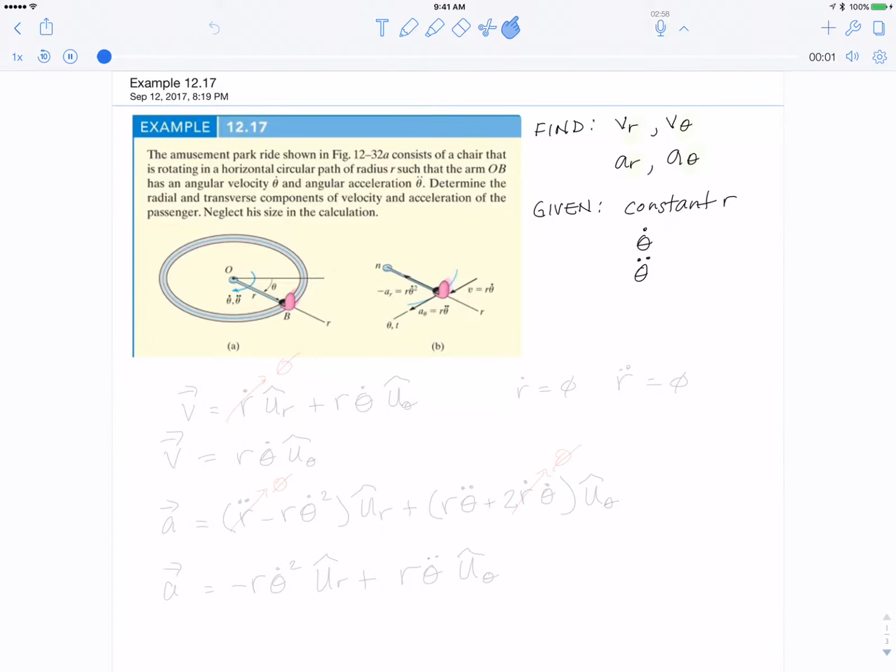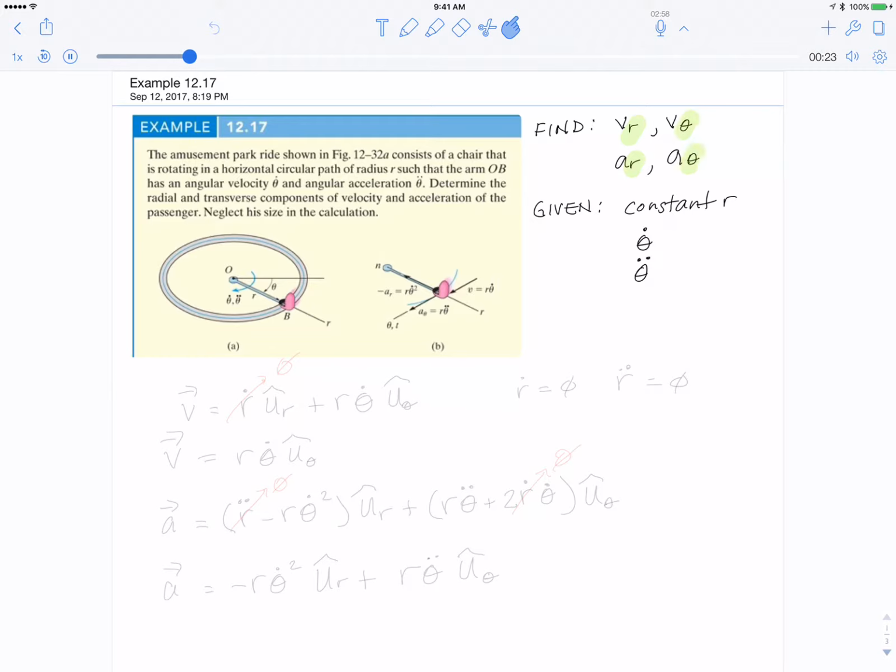This is example 12.17. There's no numbers. This is done in terms of variables. And so it says find the radial and transverse. So first of all, in the r direction they're calling radial, and what I'm calling the theta direction they say is the transverse direction.